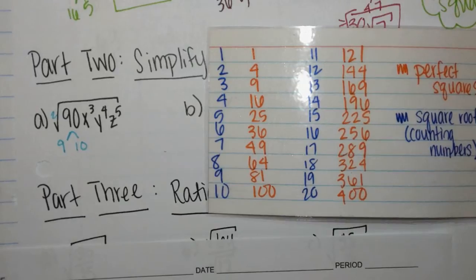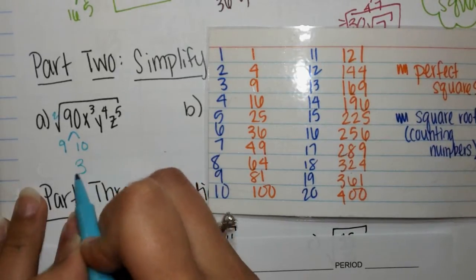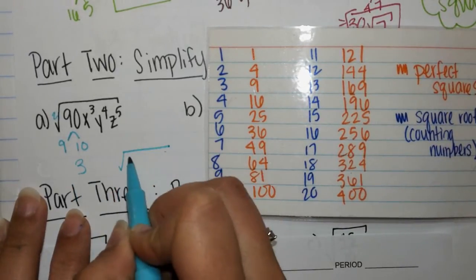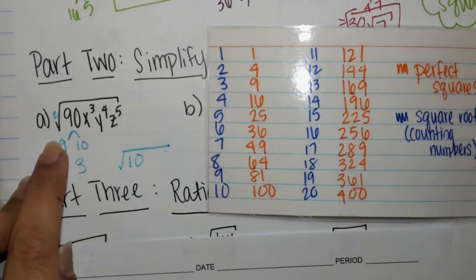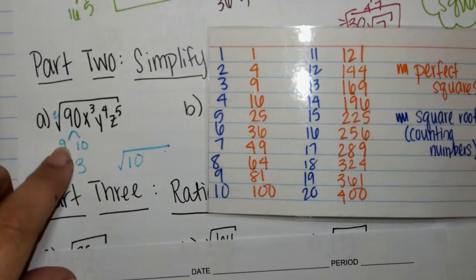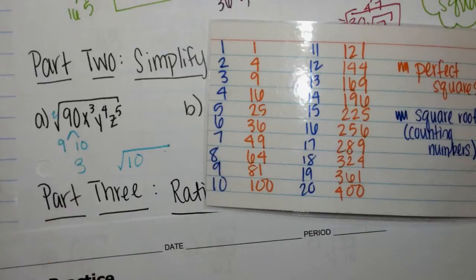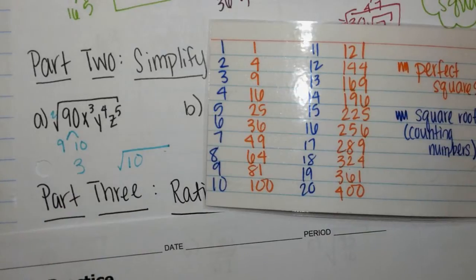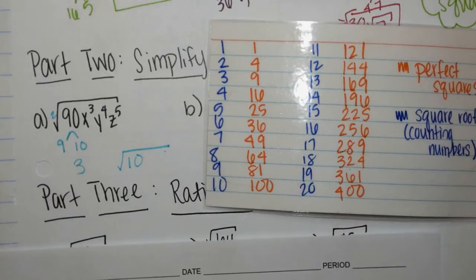Okay. Now what's the square root of 9? 3. And the 10 stays inside the house. Remember, the 9 is made up of two 3s. They want to go outside and play, so that's why we got the 3 there. The 10 is by himself. He wants to stay inside and read Harry Potter.